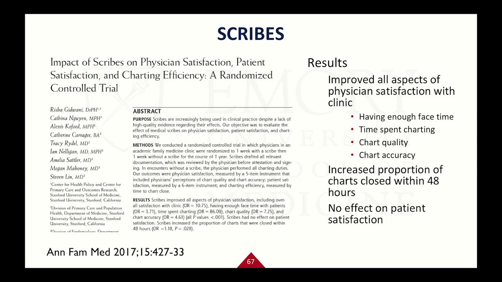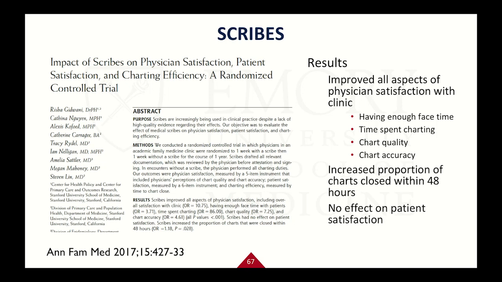space of a year. And amongst our faculty, there's been one randomized trial from Stanford Family Practice where they did 1 week on, 1 week off, scribe, no scribe, for an entire year. And they found that it improved all aspects of physician satisfaction in clinic: having enough face time, time spent charting, chart quality, and chart accuracy. The odds ratio of improvement here was 89.5 for time spent charting, for obvious reasons. And the increased proportion of charts closed within 48 hours also statistically improved. There was no effect on patient satisfaction.